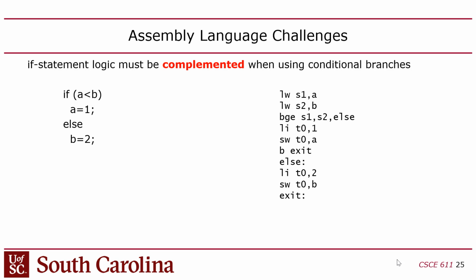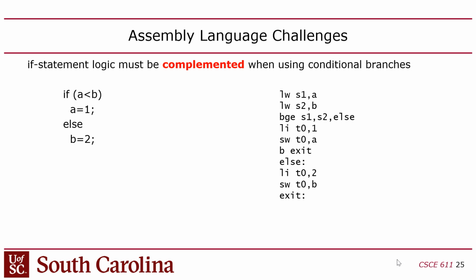The problem is that in assembly, when you do this comparison, you're branching if the comparison is true. So if the comparison is true, you're going somewhere else, right? So you have to decide how you want to handle that. One way to do it is to take this condition and logically complement it. So instead of checking to see if A is less than B, you instead check to see if A, which is S1 in this case, established through this load, is greater than or equal to B, which is in S2, right? Which is just the opposite.